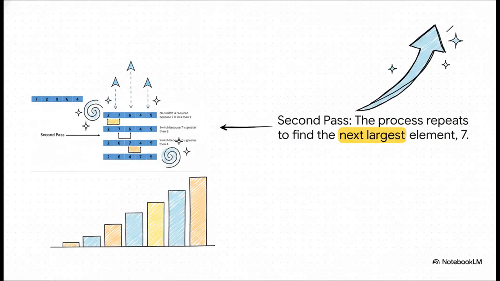Now, on to the second pass. And the cool part is, we can totally ignore that 9. Now we know it's in the right place. So we start over. 2 and 7? No swap. 7 and 6? Yes, swap. 7 and 4? Swap again. And look at that. The second largest number, 7, has now found its final spot right next to the 9. See? The list is already looking more organized.